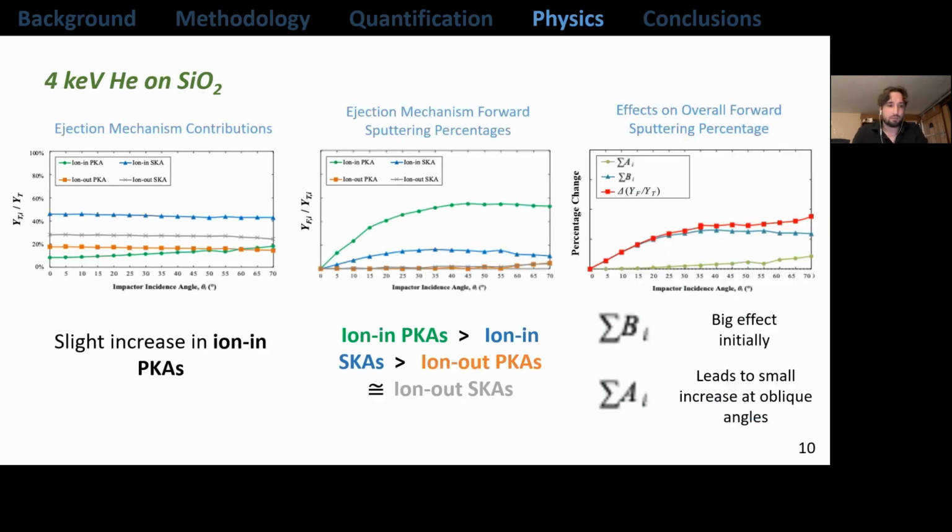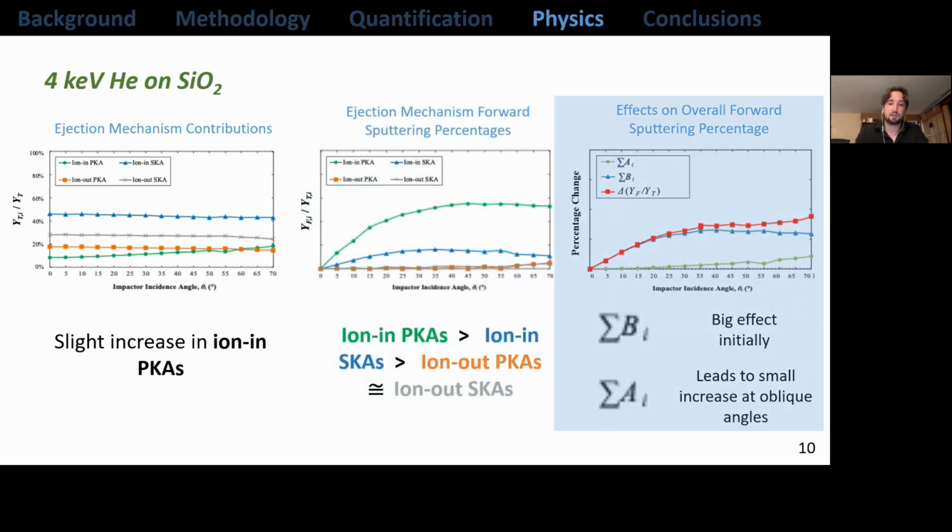So for 4 keV helium on silicon dioxide, there's a slight increase in the percentage of ion in PKAs in the total yield profile. We can see that again, ion in primary knock-in atoms are the main contributor to the total yield, have the greatest forward sputtering percentage, followed by ion in secondary knock-in atoms, and then ion out ejecta being sputtered almost isotropically.